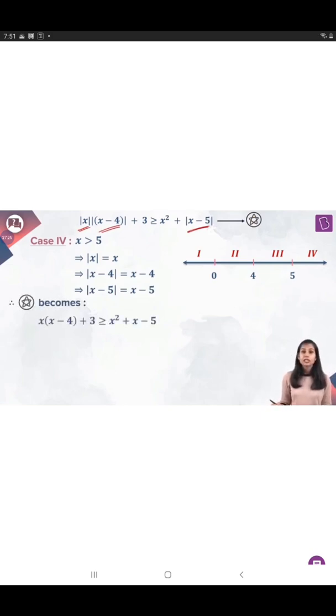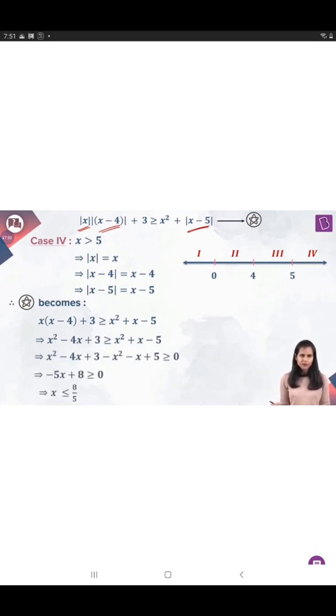So my star inequality again transforms to an algebraic inequality, which when I simplify, I get x is less than or equal to 8 by 5. 8 by 5 is what? 1.6, right? So 1.6 will lie somewhere here. I'm getting all real numbers less than 8 by 5 or equal to 8 by 5.